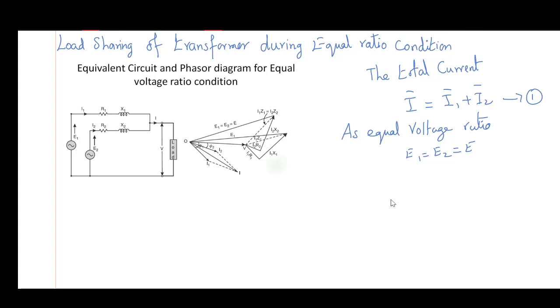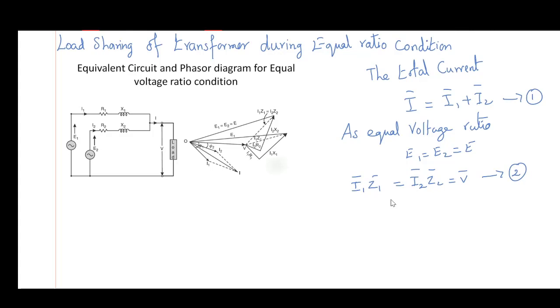Therefore, I1 Z1 vector is equal to I2 Z2 vector, which is equal to V vector. Take it as equation 2. Here, the impedance value will be the same, but the impedance triangle will not be the same. That will be different. Since these two impedances R1 X1 and R2 X2 are connected in parallel, let's find out the equivalent impedance.